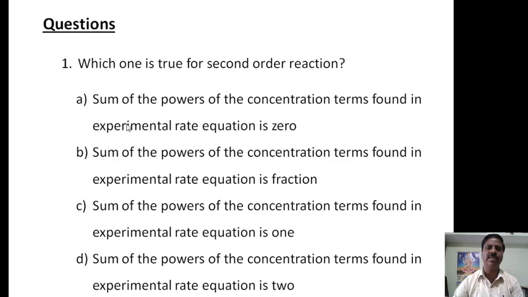And the others are not correct. If the sum of the powers of the concentration terms found in the experimental rate equation is 0, it should be a zero order reaction. Option B says the sum of the powers is a fraction, therefore it is called a fractional order reaction. The third one, where the sum of the powers is 1, is a first order reaction. Therefore D will be the answer, because the sum of the powers of the concentration terms in the experimental rate equation is 2.